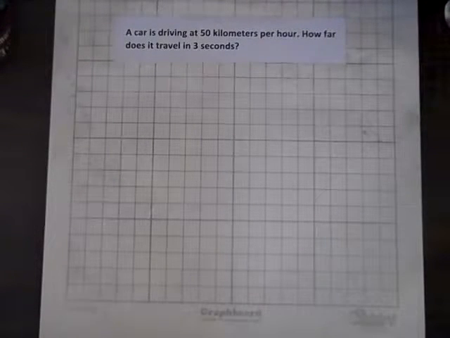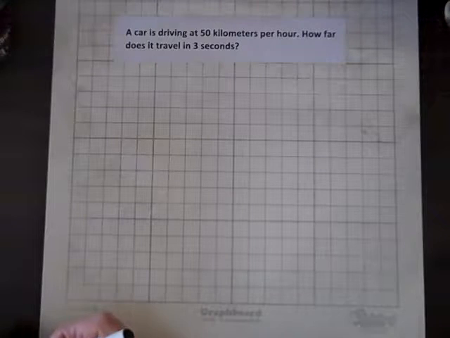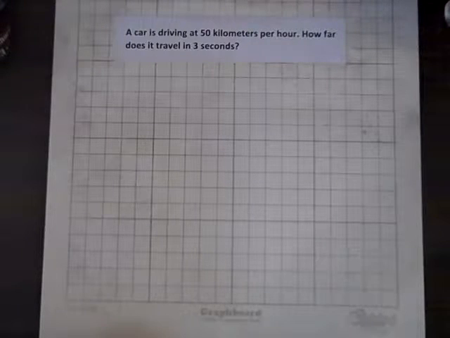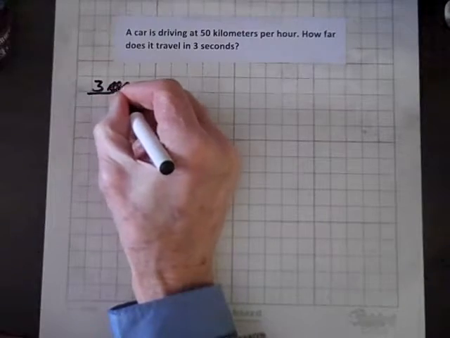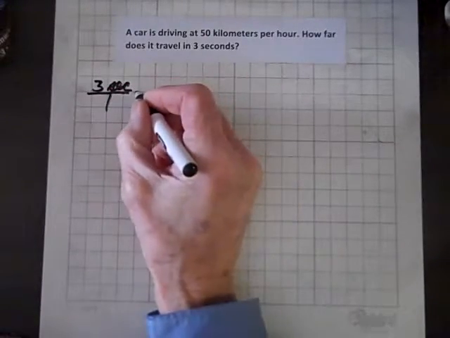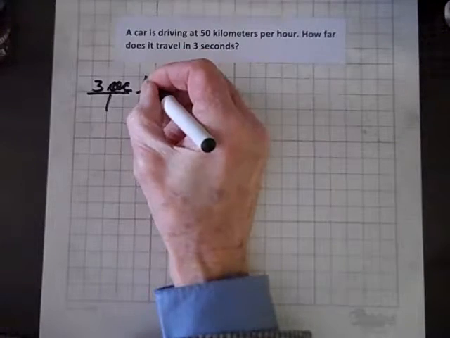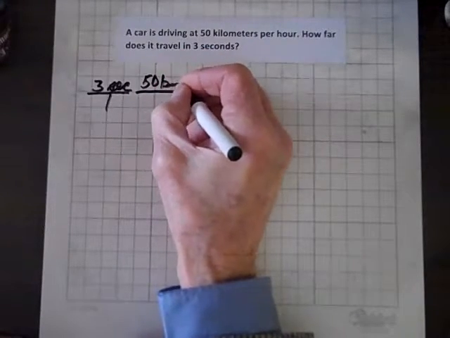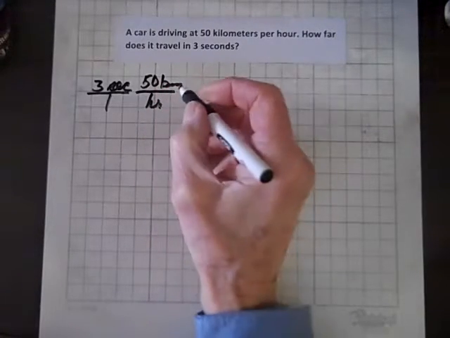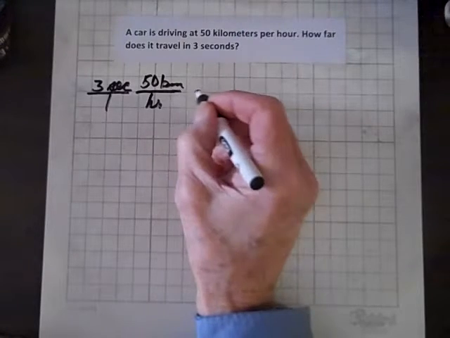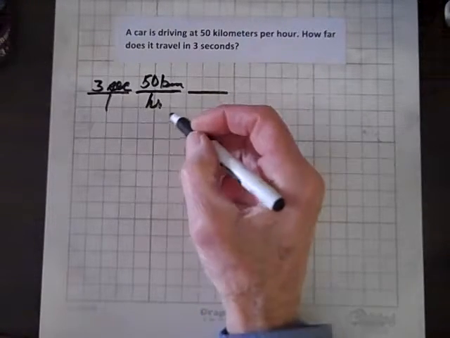Okay, so we're going to do another dimensional analysis problem again. And so a car is driving at 50 kilometers per hour. How far does it travel in 3 seconds? Whew. Well, let's see. We'll start off with 3 seconds. Stick that over 1. And it's traveling at 50 kilometers per hour. Well, we've got to get rid of these units of time. So let's get rid of the hours first.